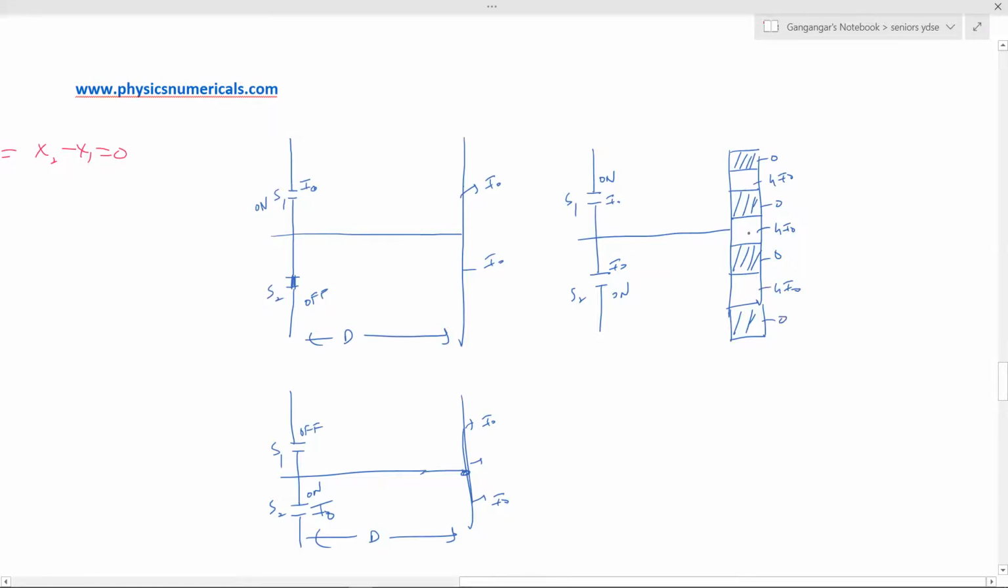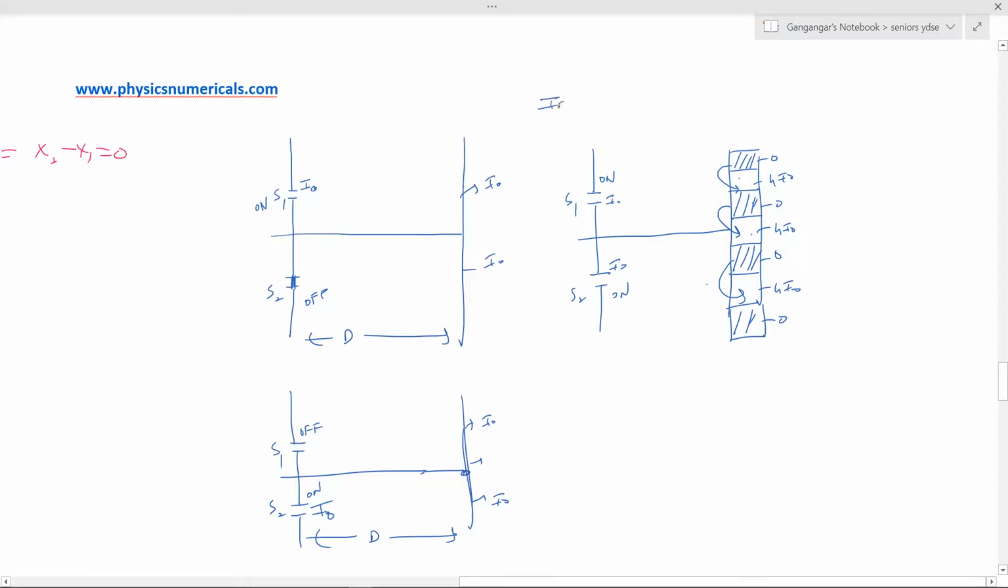Sir, how come here 4 I naught? Why not 0 here? The reason is that I naught and I naught are there. We expect 2 I naught everywhere. The 2 I naught from here is taken and given to this, and the 2 I naught from here is taken and given to this. Like that, what happened? So what is the interference phenomenon? Redistribution of energy occurs at all points on the screen.